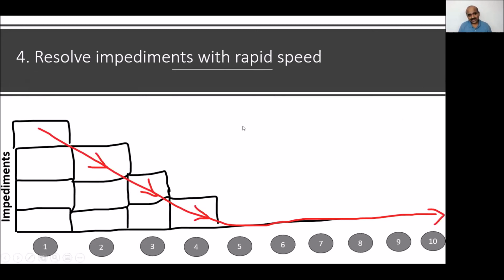Then the fourth one, my friends, is resolving the impediments at a faster, rapid speed. I came across a situation wherein the impediments are raised by the team towards the end of the sprint, that means the 9th day or 10th day. When they raise the impediments on the 8th, 9th or 10th day, you are green, green, green, green, you become amber and you turn red. Why? Because the team members are raising impediments towards the end of the sprint. It is not going to work, my friends.